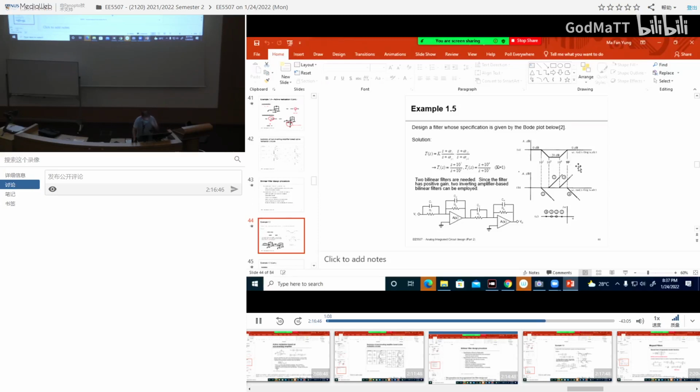At 10 to the 5, it is flat again. How to implement this? First, we look and say, flat, then come down. It means one pole here. One pole here.